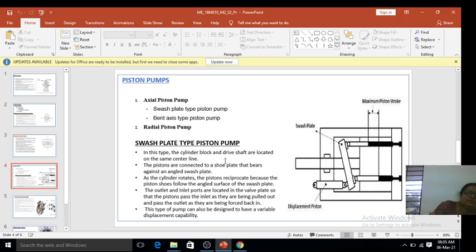As I told, it is of two types. One is the axial piston pump, the other is the radial piston pump. The axial piston pump is of two types. One is the swash plate type piston pump, the other is the bent axis type piston pump.